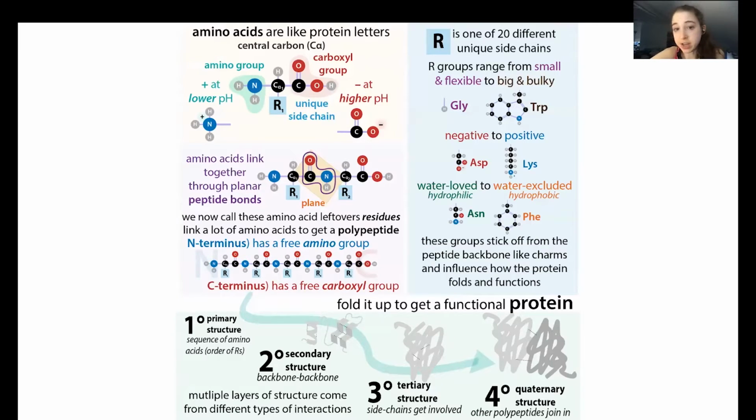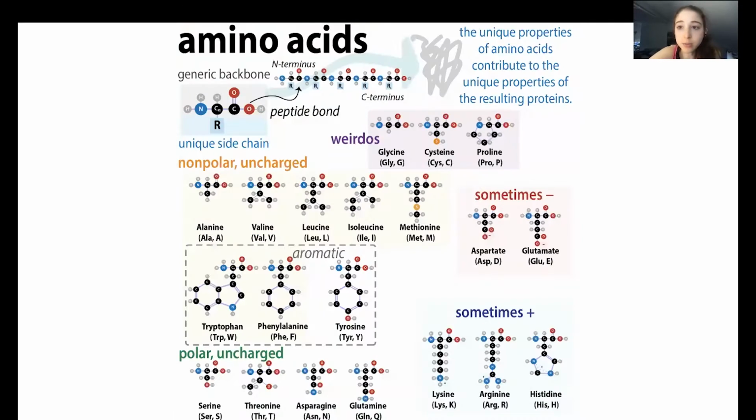Proteins are these long chains of amino acids, or protein letters, and they have these different properties, and they're going to influence how the protein folds and functions, because different proteins have different numbers and combinations of these letters. And one place this comes into play is when trying to think about a protein's charge.